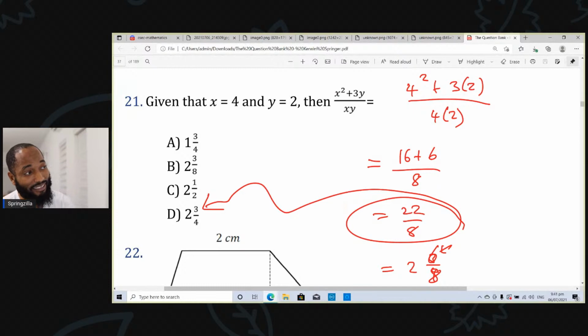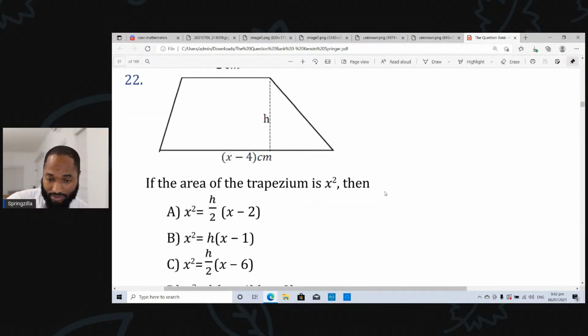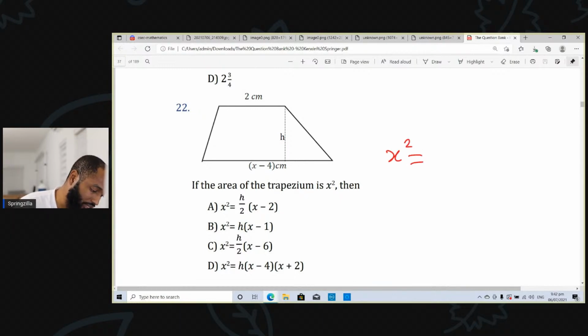Let me just say it this way. This question rings a bell, as simple and as ridiculously easy as it is. The area of the trapezium. You love trapezium, so multiple choice. They have lots of different ways to bring it. If the area of the trapezium is x squared, then x squared is equal to half the sum of the parallel sides multiplied by the height.